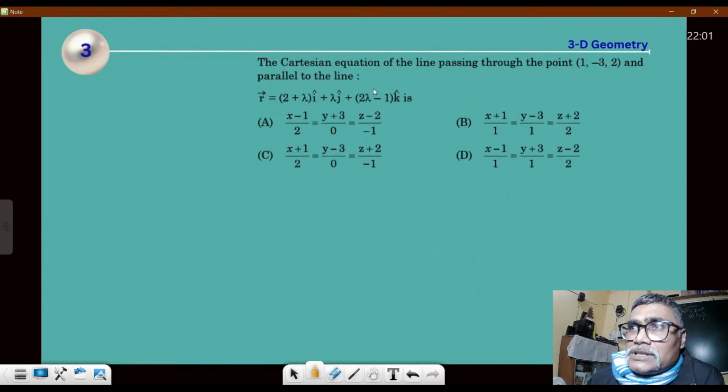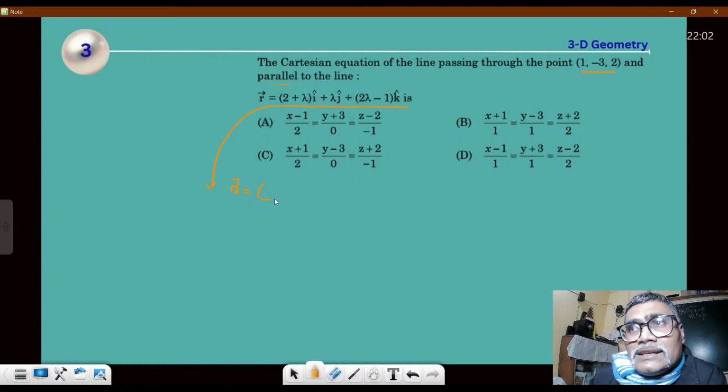Cartesian equation of the line passing through this point and parallel to this line. Right? It's a very easy equation. How would you think about it? You try to convert this into a plus lambda b format, and then you take b from here for writing the direction ratios. So immediately, in the same step, how can you write it?